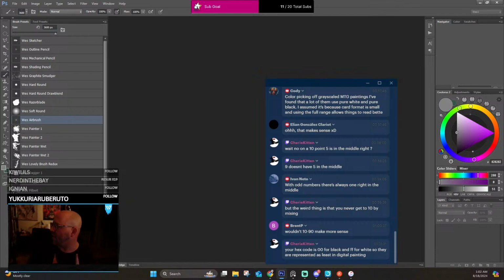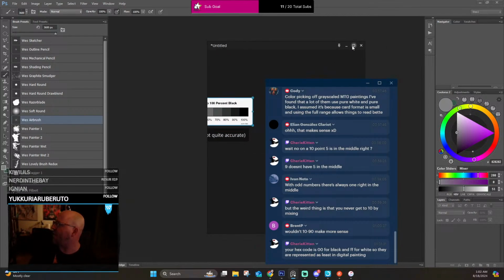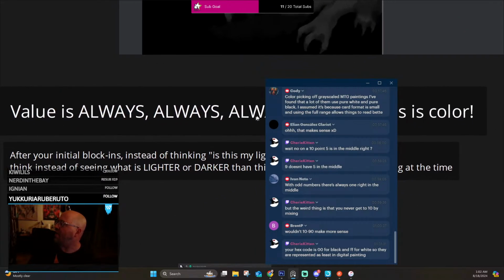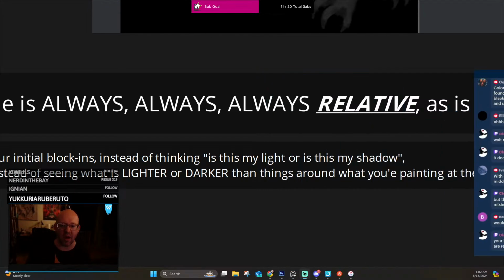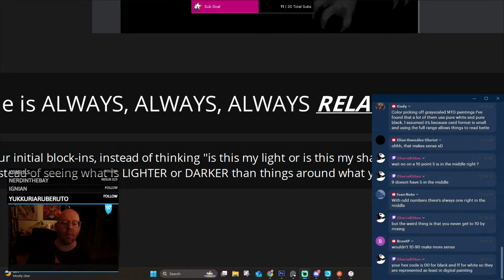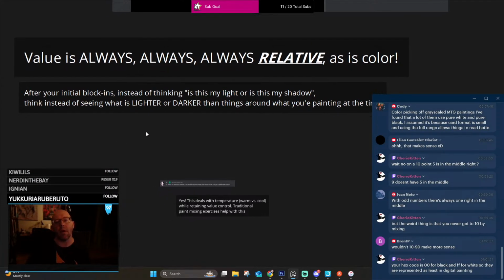This goes into the most important thing about value. The most, by far, no question about it, value is always relative, just like color is. All right? It's always relative. So where we start getting into relativity is bounce light.